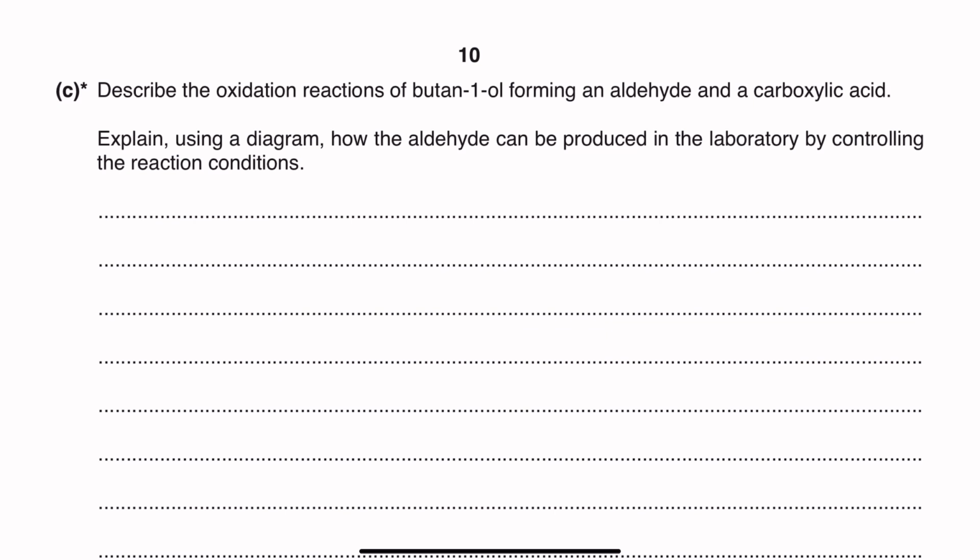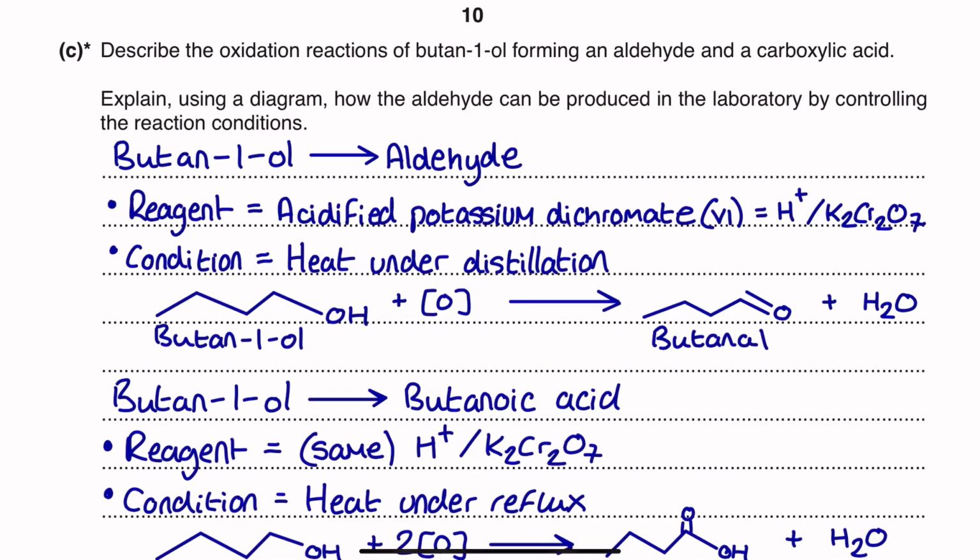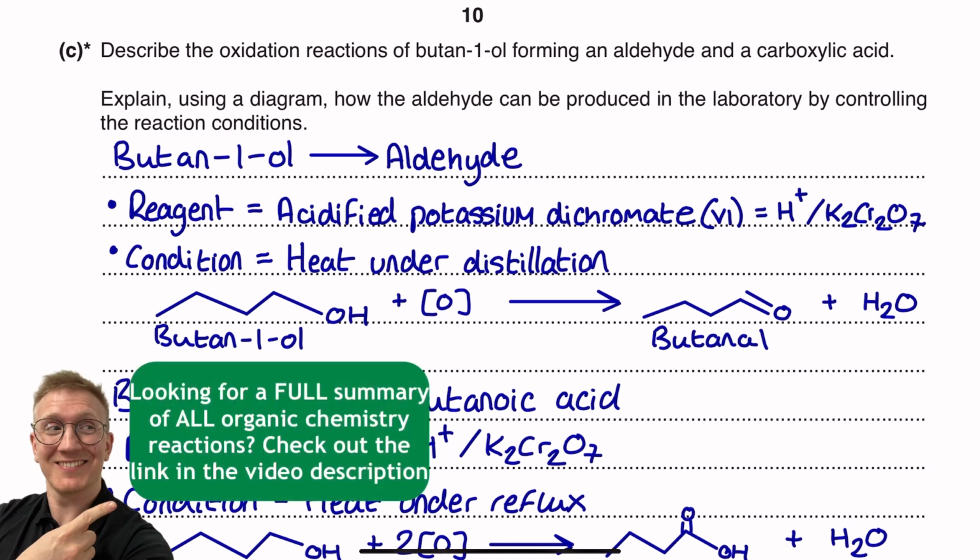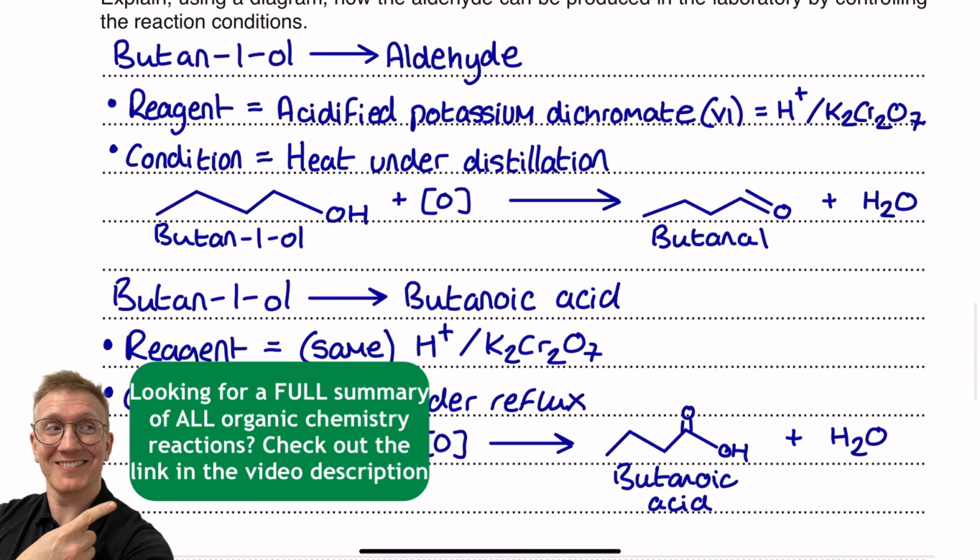So let's have a look at my full mark scheme for this one and how I would choose to lay out my answer. So I'm going to split my answer up into 2 clear sections. I'm going to do the reactions first, one at a time, nice and clearly, and then I'm going to move into the diagram after that. So I've got my 2 different reactions here. Let's get them all on one screen.